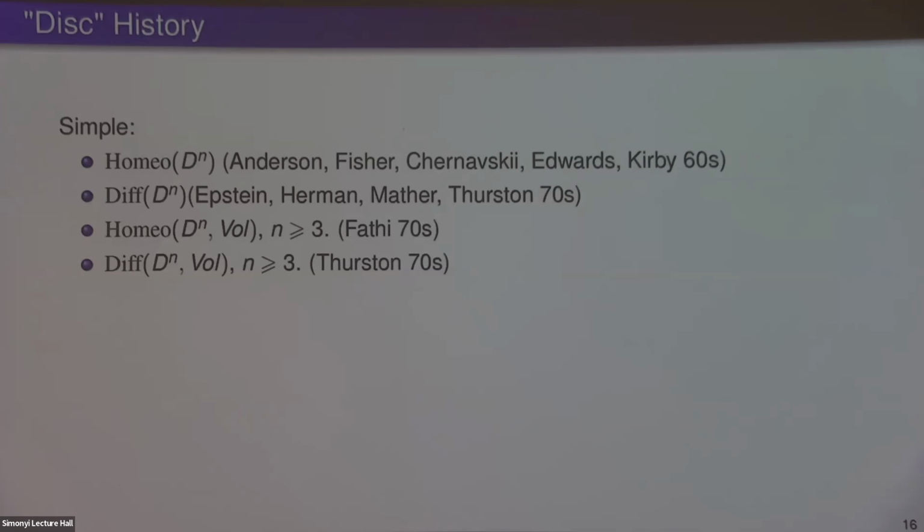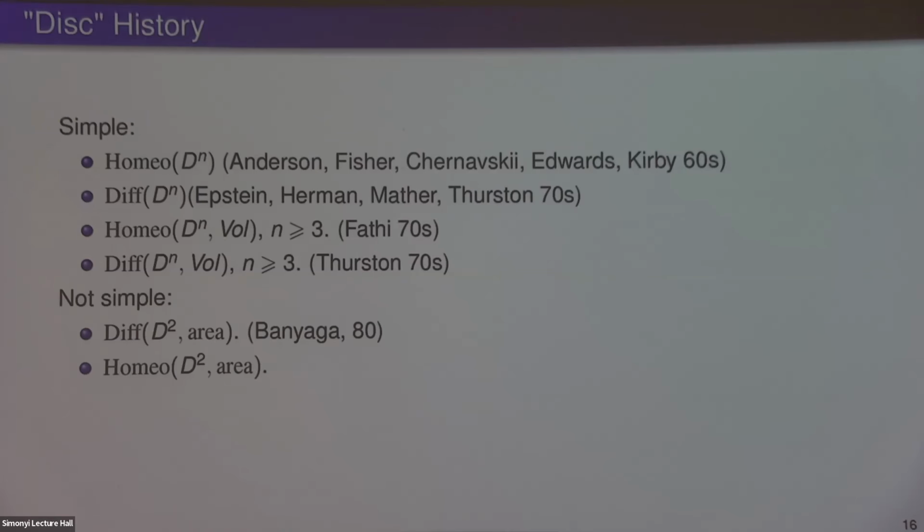We saw that the case of homeos was Fathi's theorem. The remaining case from the list is that of dimension 2, where we have area-preserving homeos and diffeos. That's where the situation changes. Area-preserving diffeos of the disk are not simple, and area-preserving homeos of the disk are also not simple. The reason for this seems to be some obstructions that come from symplectic geometry that give us proper normal subgroups. We will see the reasons for both of these, for area-preserving diffeos and homeos.